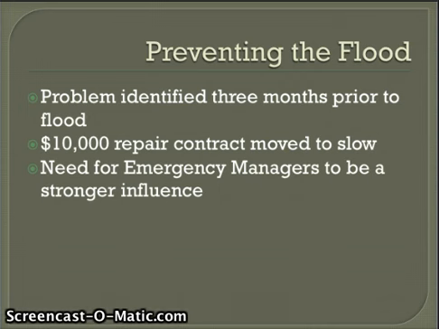So I want to transition into preventing the flood. So the flood could have been entirely avoided because issues of the tunnel system were known well before the Great Flood. The fact is, the city had an opportunity to fix the tunnel system before the flood, and they never took it. The city knew about the potential problems for 3 months, but they moved too slowly in improving what was known as the $10,000 contract to fix it.